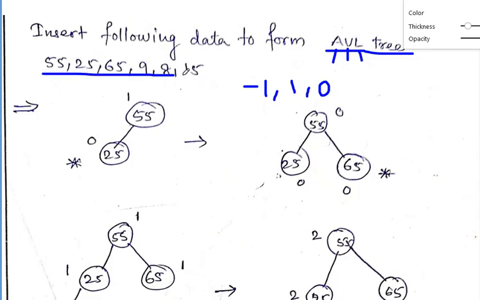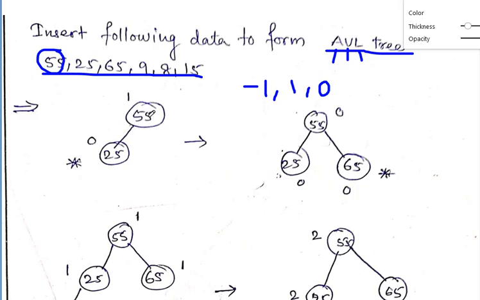So these are the elements which we want to insert. The very first element inserted is 55. When only 55 is inserted, there is no left or right subtree. That's why its balance factor will become 0, that is 1 minus 1. So it will satisfy the AVL condition, so it can be perfectly inserted.